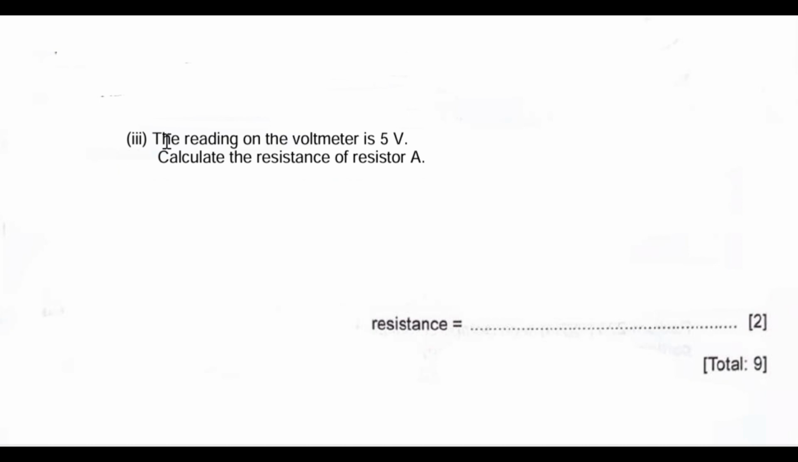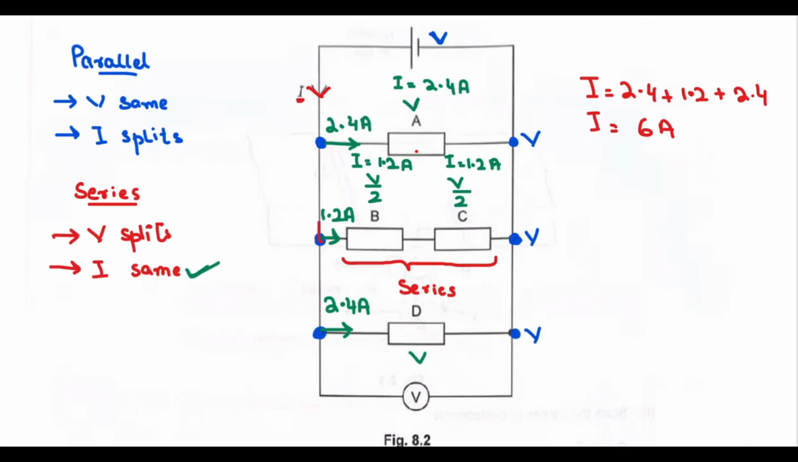Third part says the reading on the voltmeter is 5 volts. Calculate the resistance of resistor A. According to the question, the reading at this voltmeter is 5 volts. That means this voltage is 5 volts, and the voltage across resistor A would also be 5 volts because they have the same voltage.